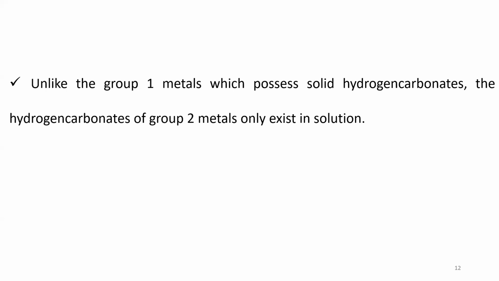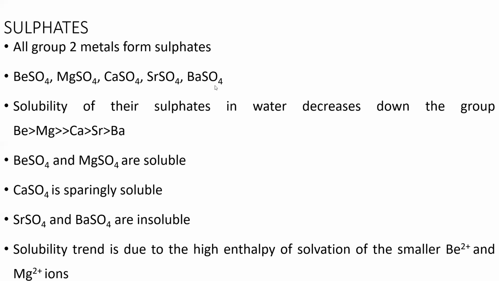Now we look at the sulfates. Your sulfate is also an oxo salt. So we've looked at the carbonates. Sulfates, that is beryllium sulfate, magnesium sulfate, calcium sulfate, strontium sulfate, and barium sulfate. Now, when we talk about these oxo salts, we are more interested in their solubility and their stability, because we normally use them in qualitative analysis.